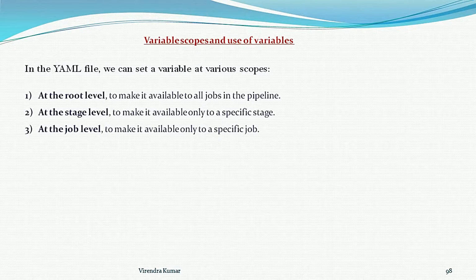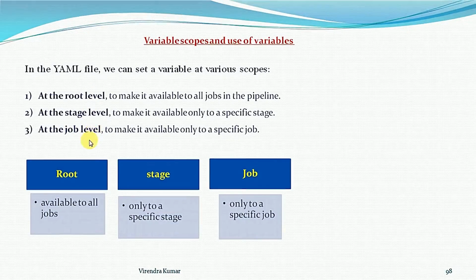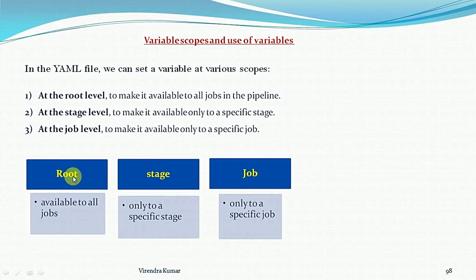So in YAML pipelines, we can set a variable at various scopes. The scope is at the root level, the stage level, and the job level. So we have three types of scope. One is the root level. When we define a variable at the root level, all the jobs can access these variables. This is kind of a global access variable. It is global, but only within the pipeline, not outside of the pipeline, unless you provide the reference through the template keyword.